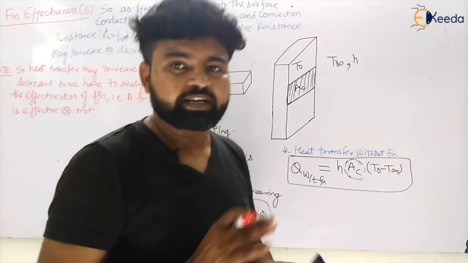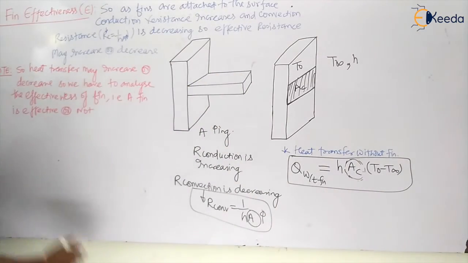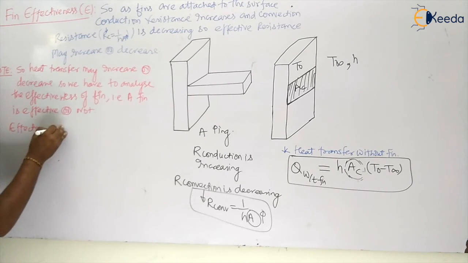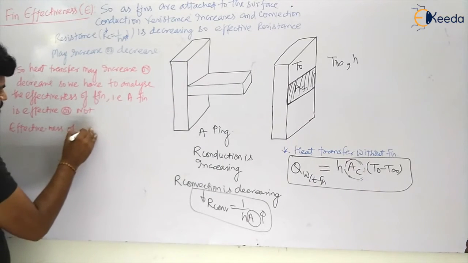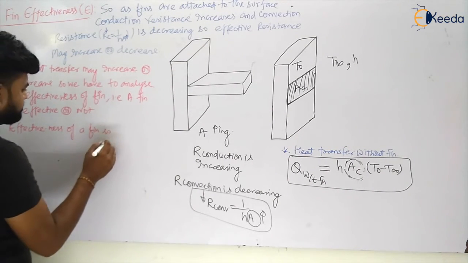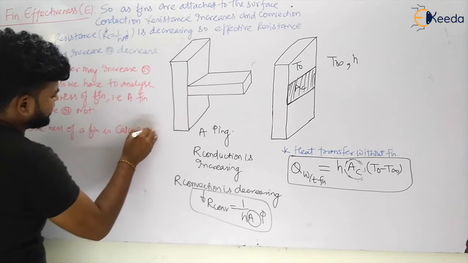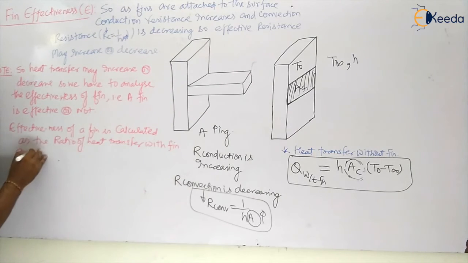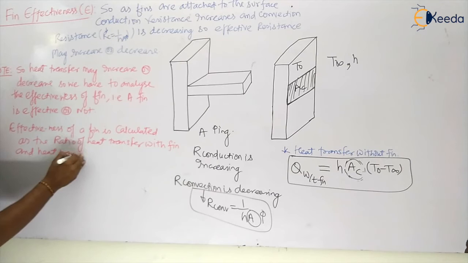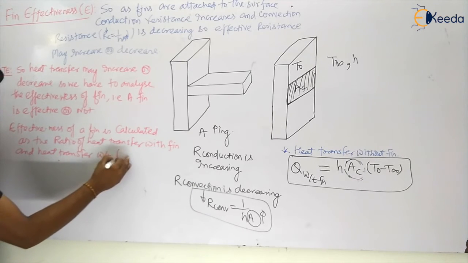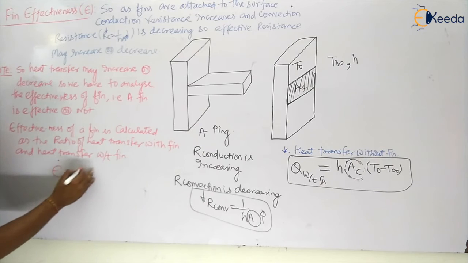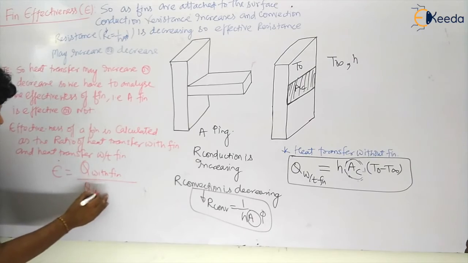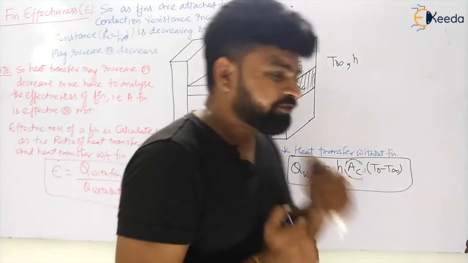So the effectiveness of a fin is calculated as the ratio of heat transfer with fin to heat transfer without fin, my dear students. So effectiveness is nothing but Q with fin divided by Q without fin. That tells whether the fin is effective or not.